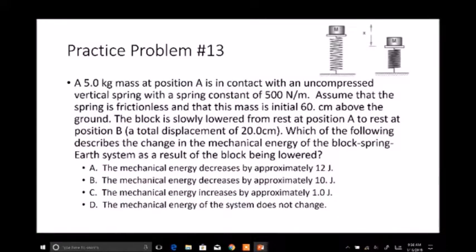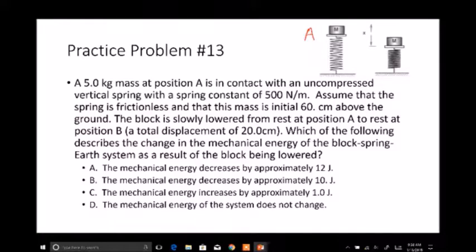All right, so practice problem 13. A 5 kilogram mass at position A is in contact with an uncompressed vertical spring with a spring constant of 500 newtons per meter. So the spring hasn't compressed any yet, which means at position A, the system has gravitational potential energy. The spring is frictionless. It's initially 60 centimeters above the ground.